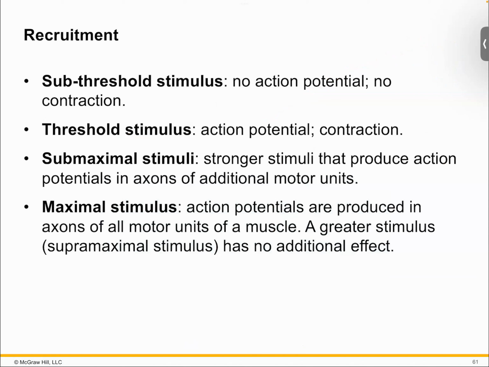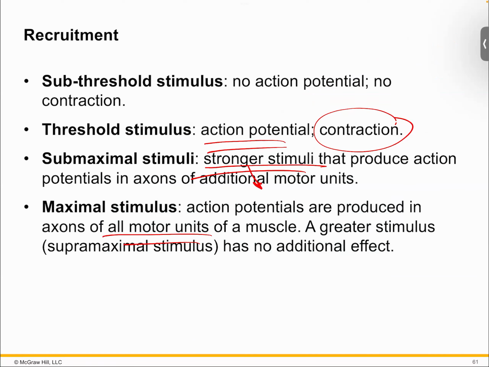So when you take a look at it, you've got sub-threshold stimulus, right? So you have basically no action potential, no contraction. That basically means it's not there yet. Once you reach threshold, your action potential comes through. So you get a little itty bitty contraction. Submaximal stimuli is you create a stronger stimulus for the purpose of adding more motor units, right, to increase your response. And then, of course, you get to maximal, where you get all of your motor units working together.